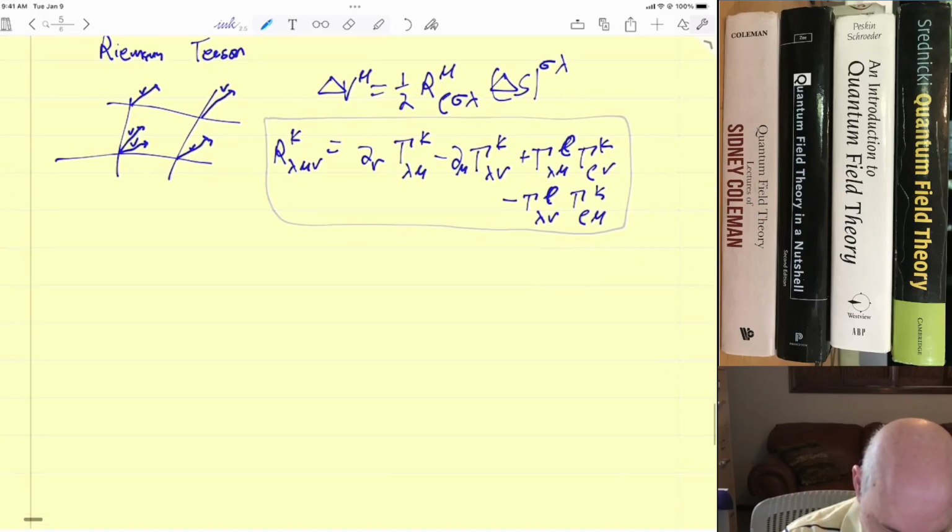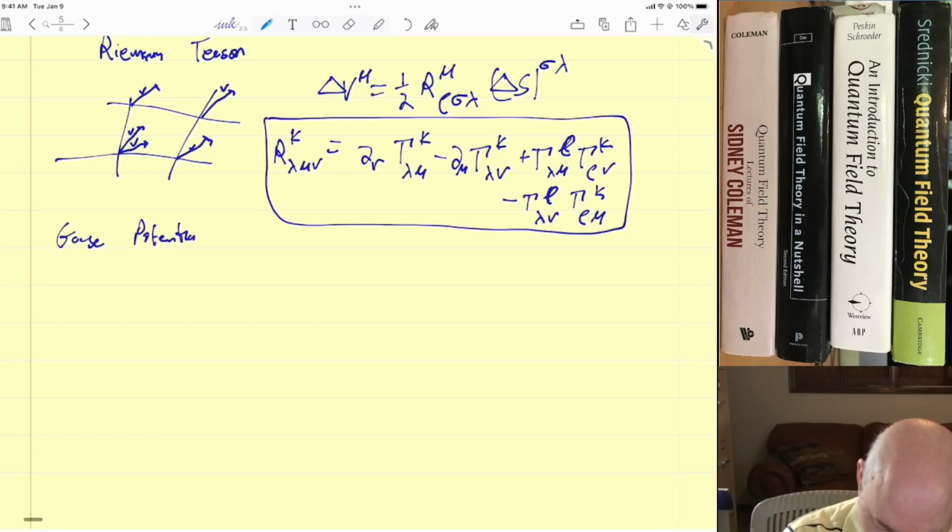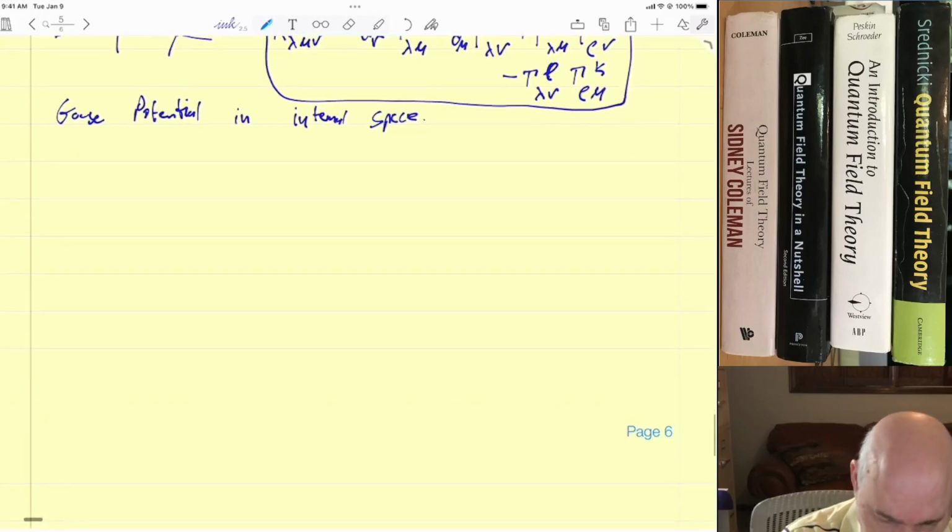And we can do the same thing for the gauge fields, the gauge potential in internal space. And I won't do the whole calculation for you. It's done in Ryder, in pretty good detail.